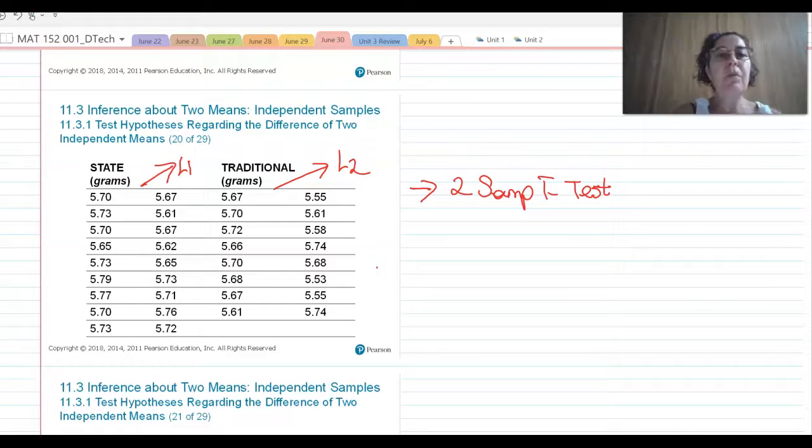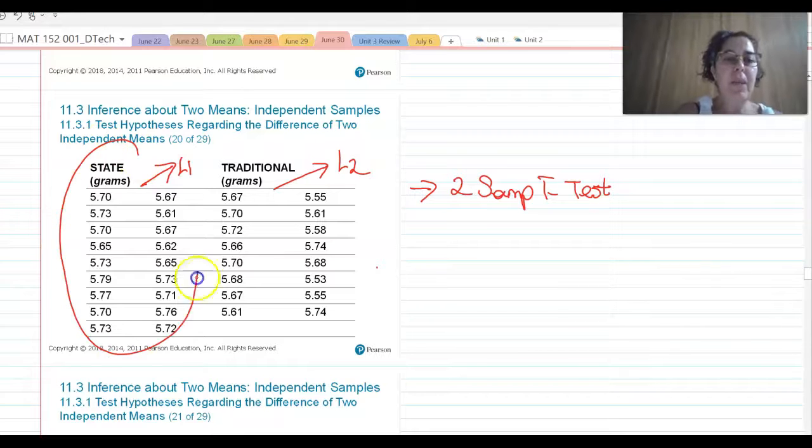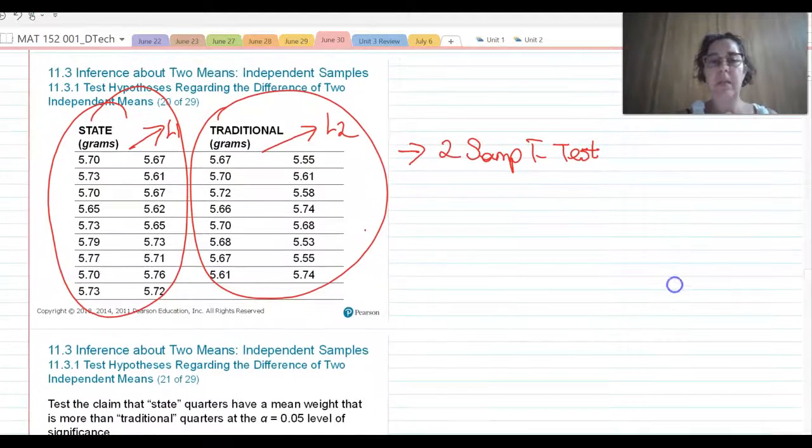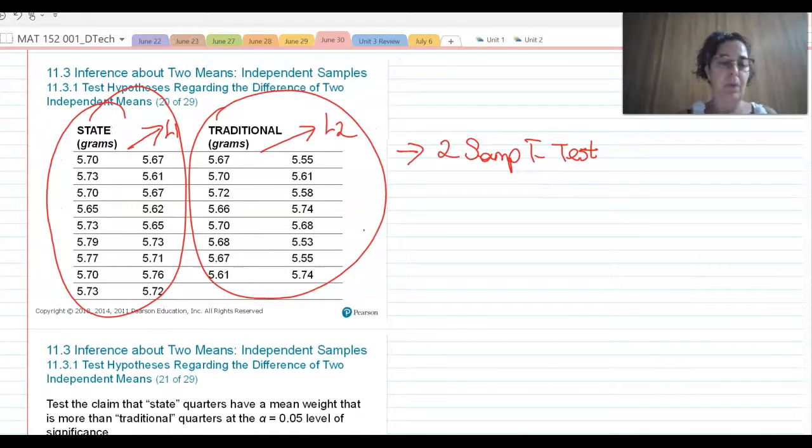So what we're going to do is enter state quarters' grams as list 1 and traditional quarters' grams as list 2, which I've done on my calculator, and you can do it after this video. Then you're going to go to stat, tests, and choose two sample t-test. That is number 4 in your TI-84 stat test options.